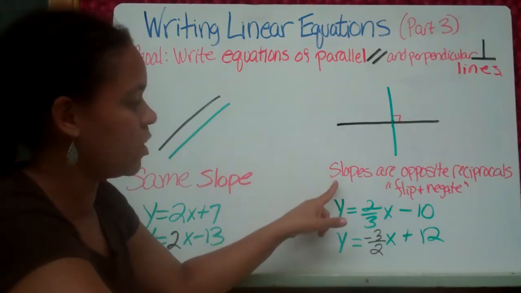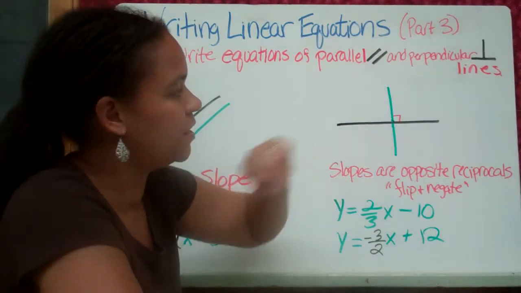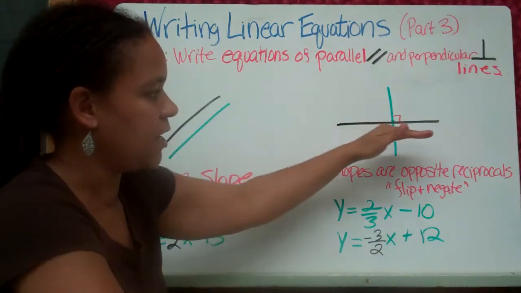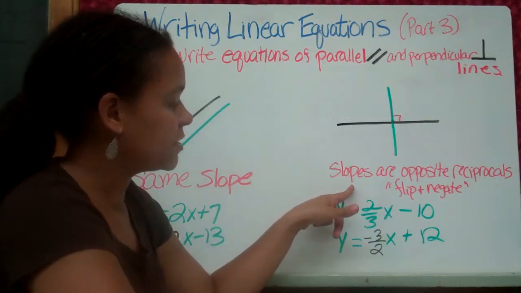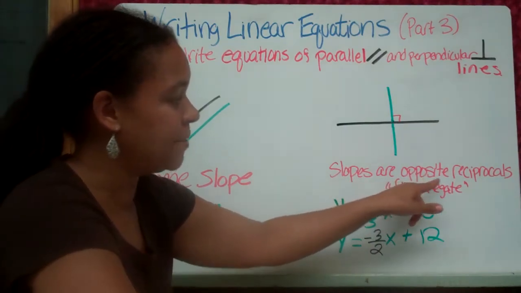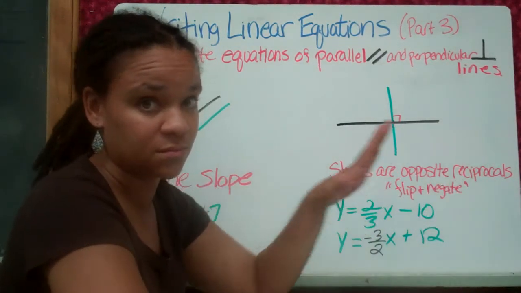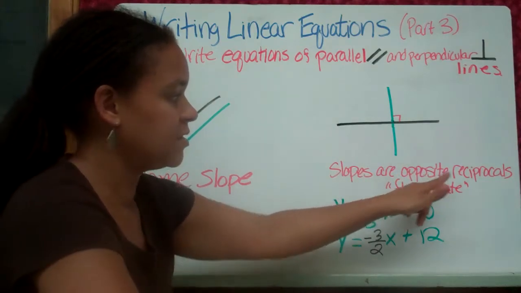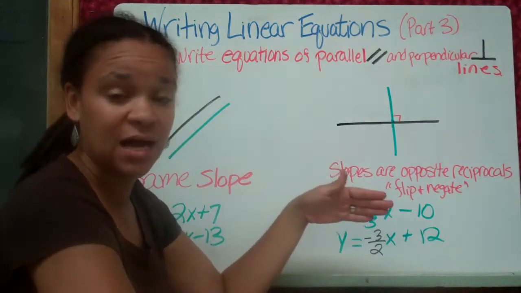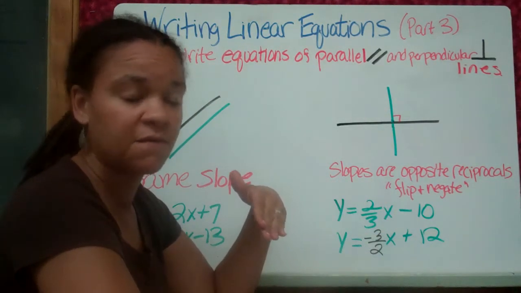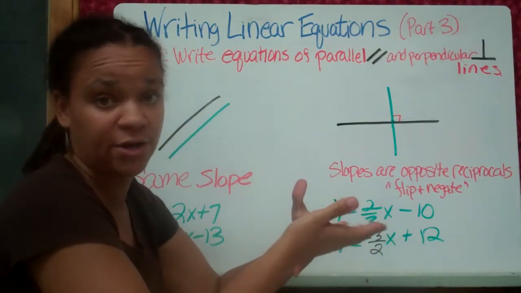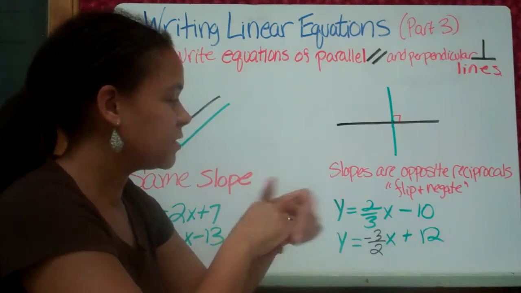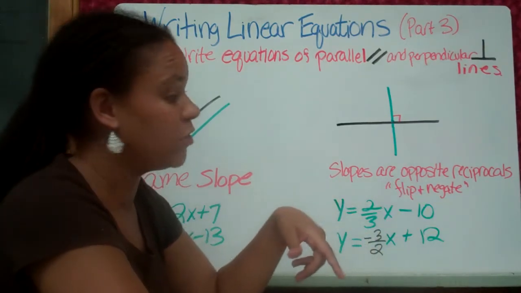So the other one we're going to talk about are perpendicular lines. So perpendicular lines, when they cross, they form a 90-degree angle. So the slopes of these are opposite reciprocals. Opposite reciprocals. So the signs are different. If one is positive, the other will be negative. Reciprocal means you flip it. If it's a fraction, you flip it. So I say flip and negate. That's another way you can remember.